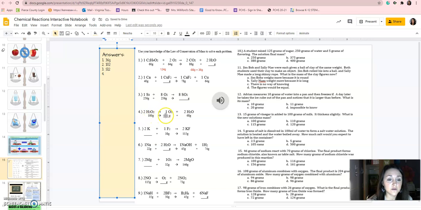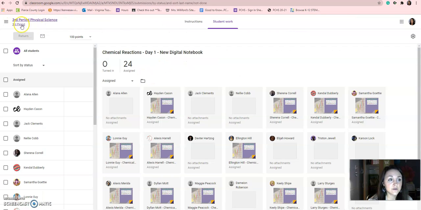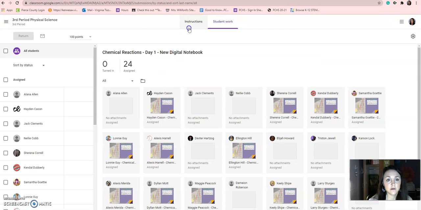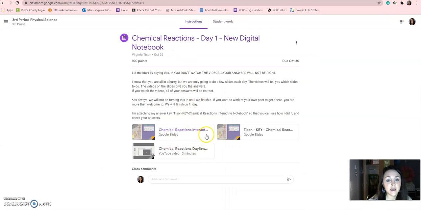100 equals blank plus 68. So just imagine this is an equal sign. 100 equals blank plus 68. So I'd take 100 minus 68, and I'd get 32. So keep going on and do all of these, okay? Now, remember, if you go back to Google Classroom in what I posted yesterday, I have the answer key right here if you want to go check your answers.